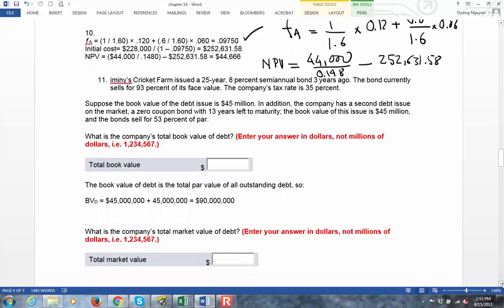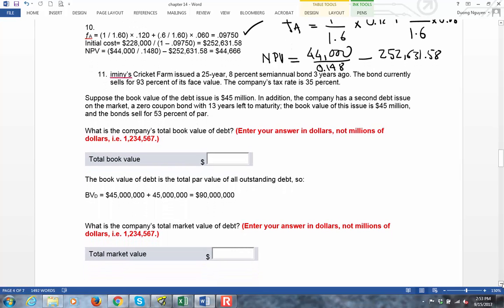Number 11. The company issued a 25-year 8% semi-annual bond 3 years ago. The bond currently sells for 93% of its face value. Tax 35%. Book value 45 million. The company has a second debt issue, a 0 coupon bond, 13 years to maturity. Book value 35 million. Price is 53% of par value.